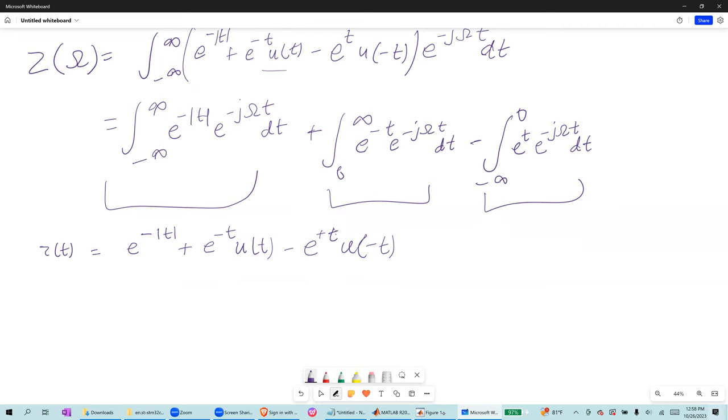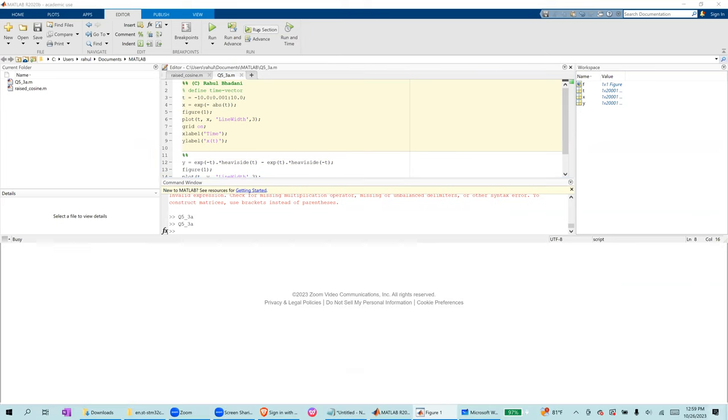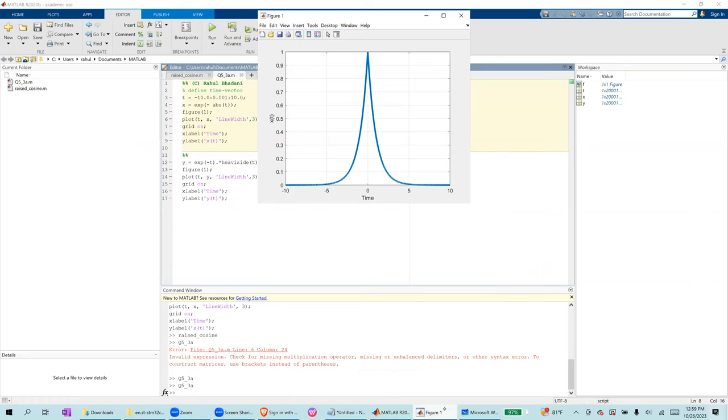So this is negative. You could basically write this whole thing in this case as e to the power. This thing, the first term, we are going to split: e to the power minus t, and u of t. So you remember the formula that we had, not the formula, but the picture. This one, of the x of t.